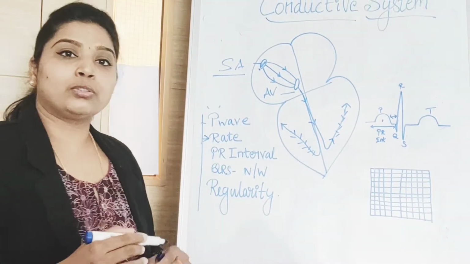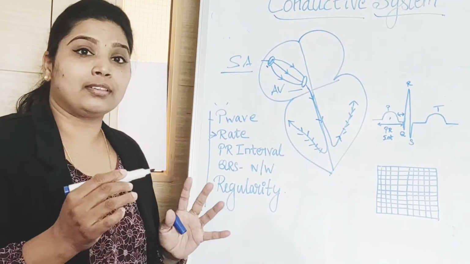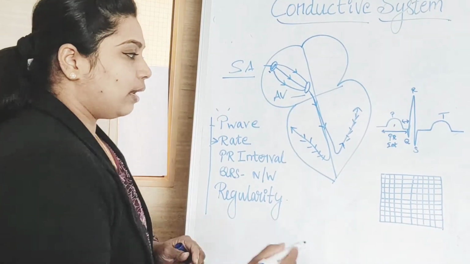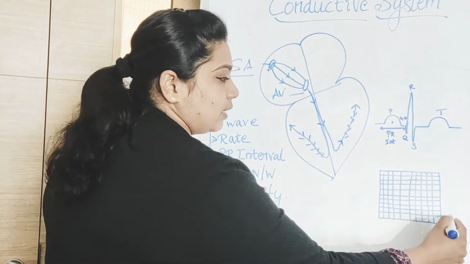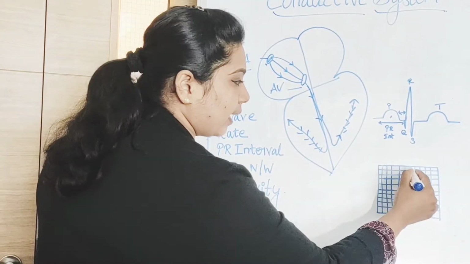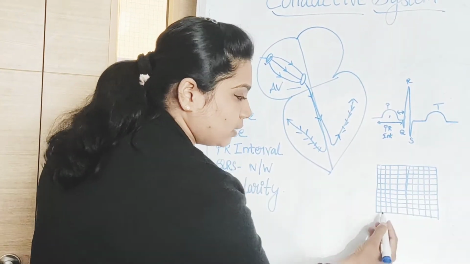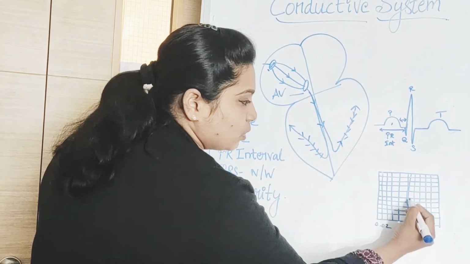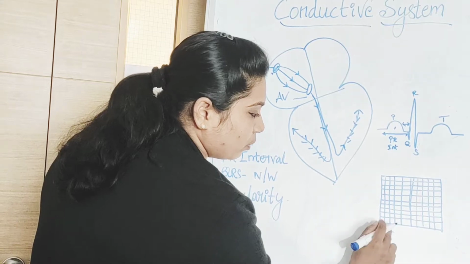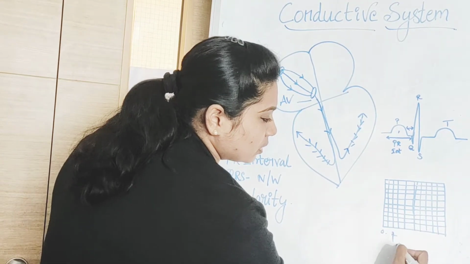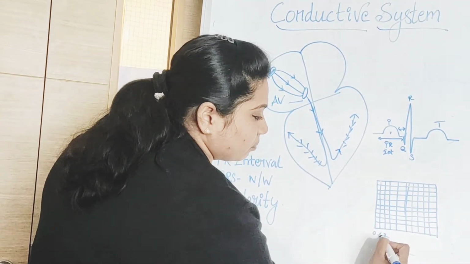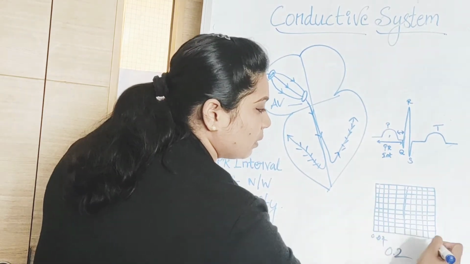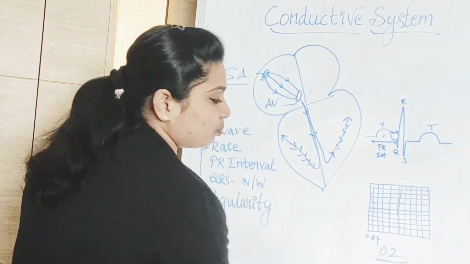How are you going to count the number of beats? In the ECG you could have seen this big box, and there will again be a smaller box. Each smaller box is 0.04 second and each big box is 0.2 second.